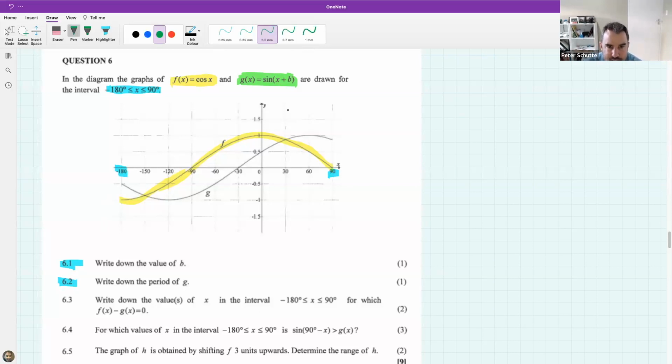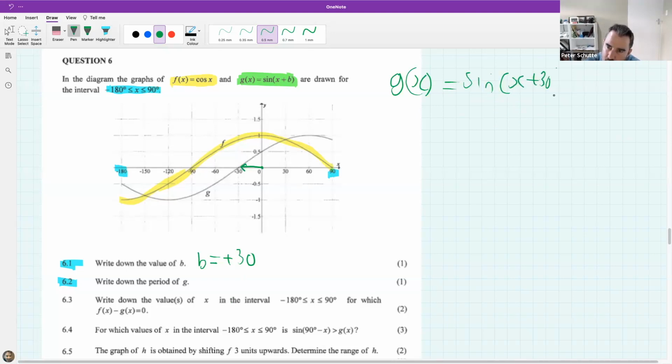Okay, what is the value of B? Well, first of all, it's a horizontal shift. To me, it looks like the graph went 30 degrees to the left, in which case, if I want to go to the left, I must have plus 30. And so B is plus 30. So the graph G of x would be sine of x plus 30.